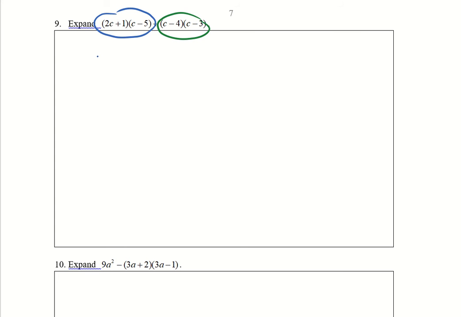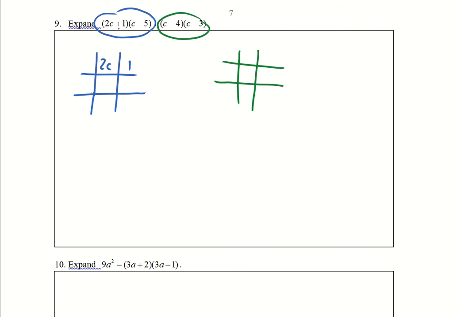One for 2c plus 1 and c minus 5, and one for c minus 4 and c minus 3. Okay, so let's do the 2c plus 1 first. So 2c plus 1, first bracket, first row. Second bracket, first column, so c minus 5. Don't forget the multiplication sign.